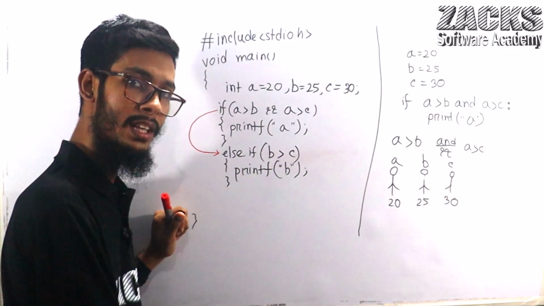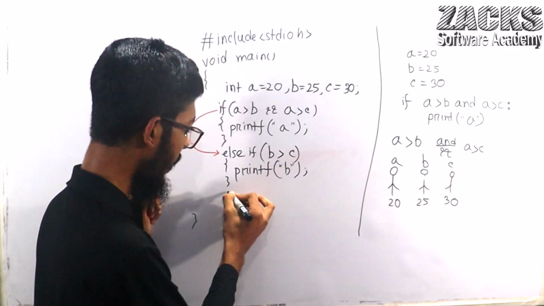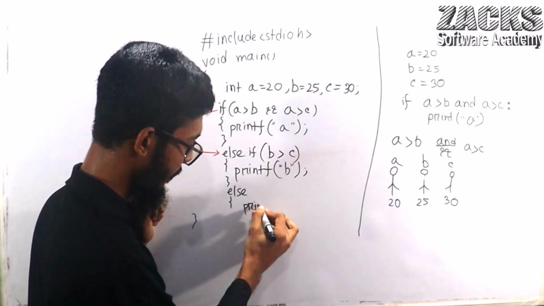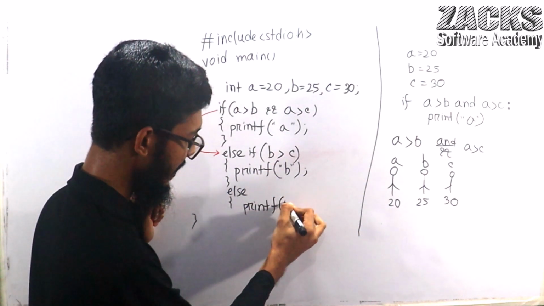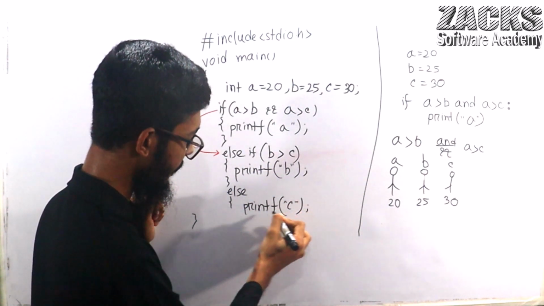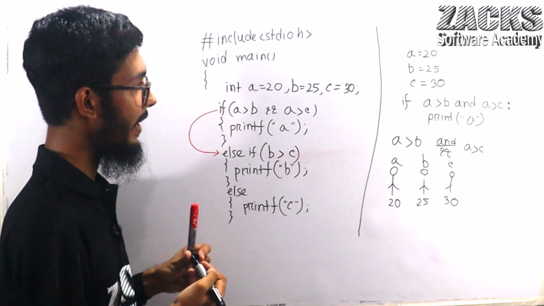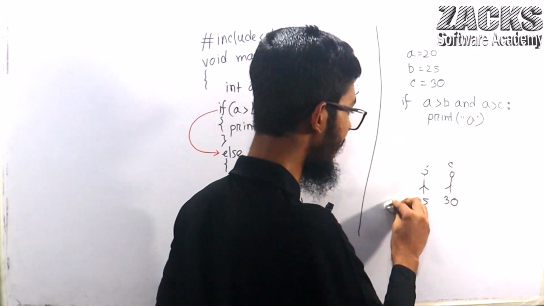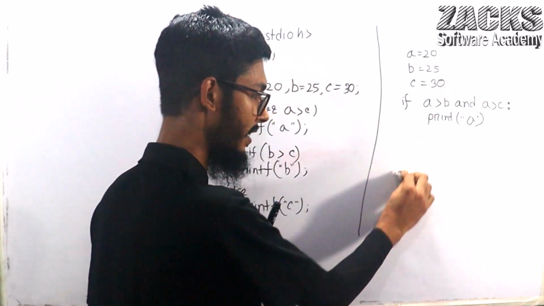Otherwise, if B is not the oldest and A is not the oldest, then who is the oldest person? Otherwise, C is the oldest person, right? C is the oldest person. Okay, let me write it in Python also quickly. The same logic, everything is the same, just the syntax is different, right?